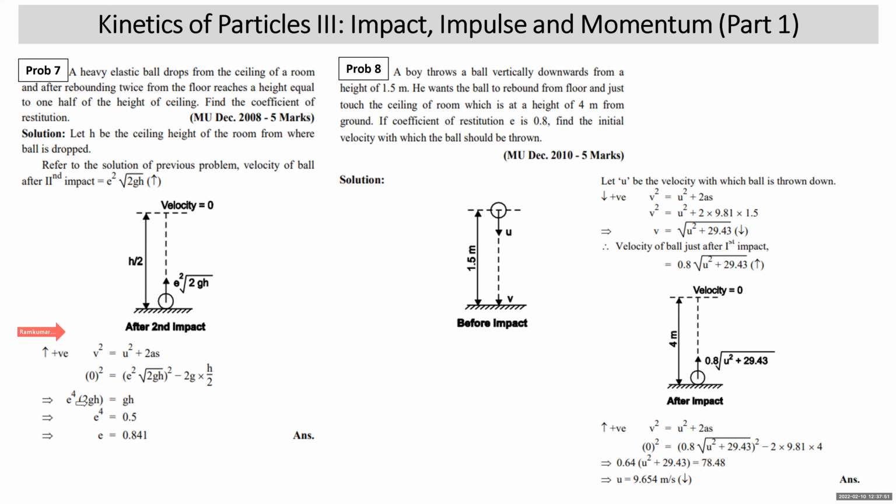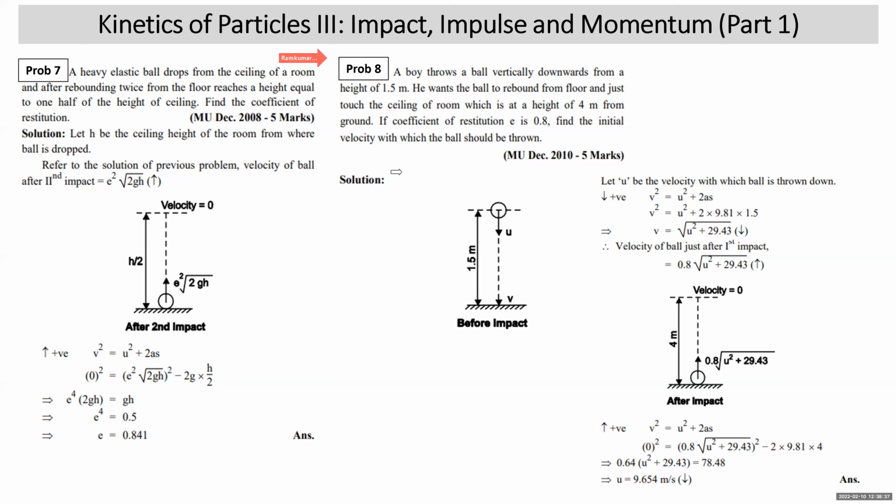Apply the equation v squared is equal to u squared plus 2as, upward positive, v is 0, u is e squared under root 2gh, whole squared, minus 2g, s is h by 2. Now open this bracket. So e raised to 4 into 2gh is equal to gh. 2 gets cancelled, g and h get cancelled. You get e raised to 4 as 0.5. Taking the square root 2 times in your calculator, you'll get e as 0.84. So in this problem, I did not show the steps again. We used the conclusion or results of the previous one, as it was possible to do so.